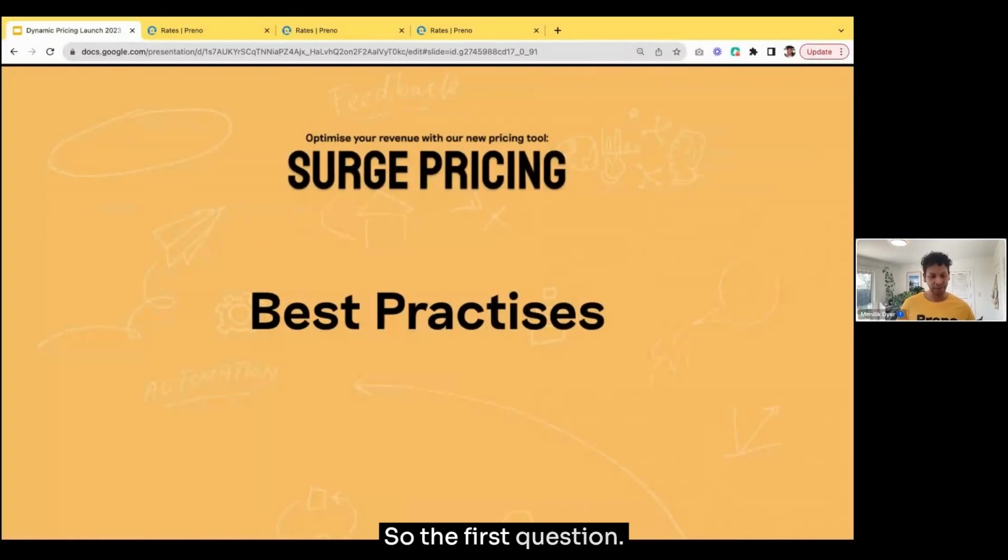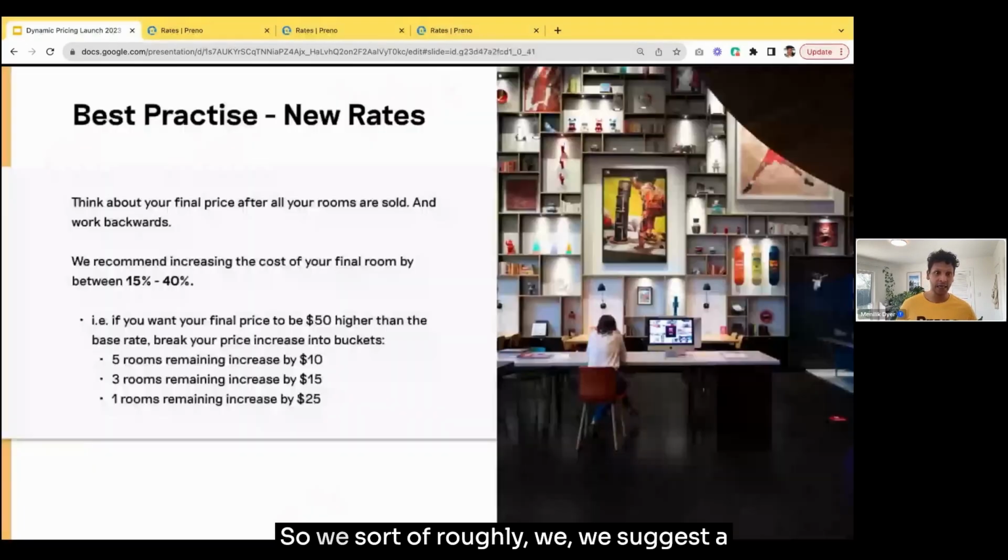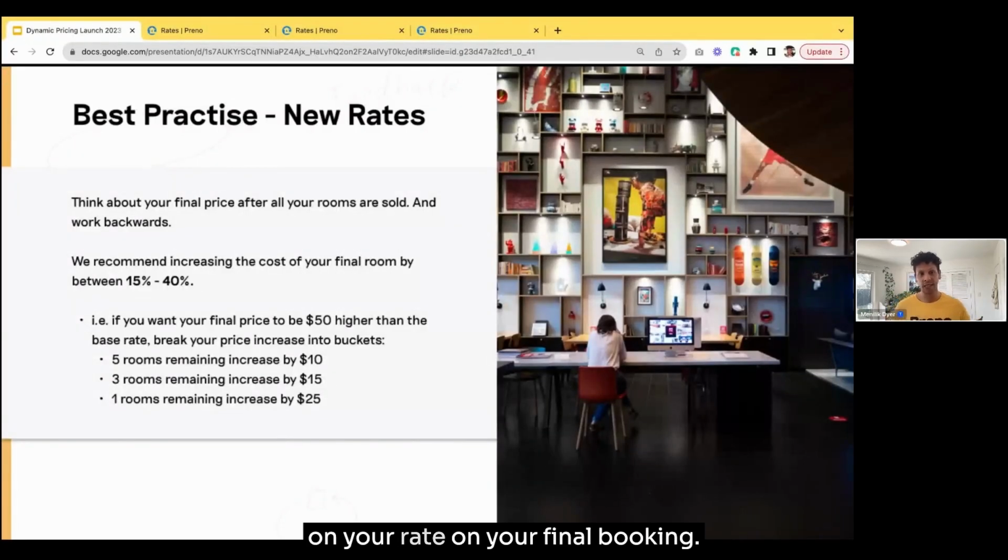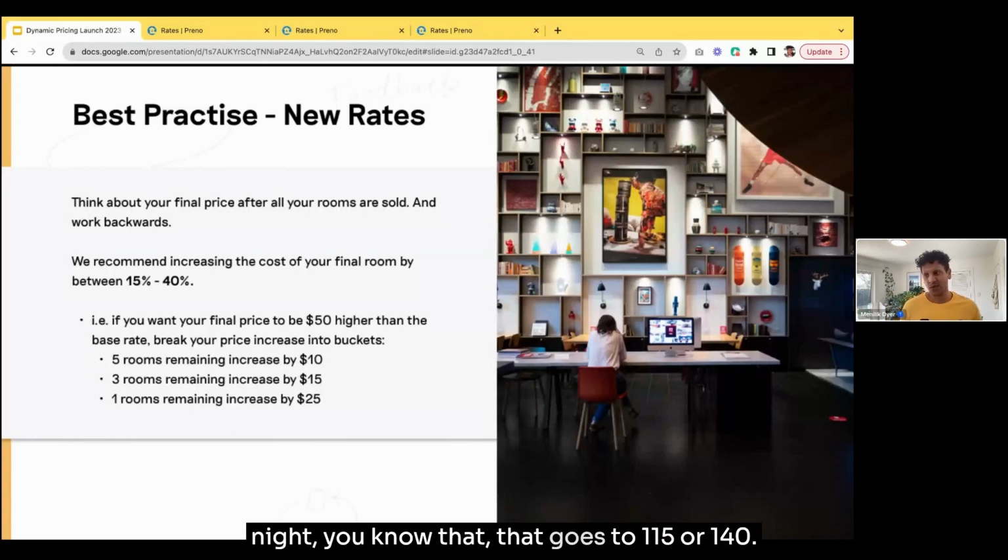So the first question most people ask when they go to set this up is, how much more money should I be charging? We suggest you aim for an extra 15 to 40% increase on your rates on your final booking. So if you charge $100 a night, that goes to 115 or 140. I use that example just because it was easy in terms of maths.